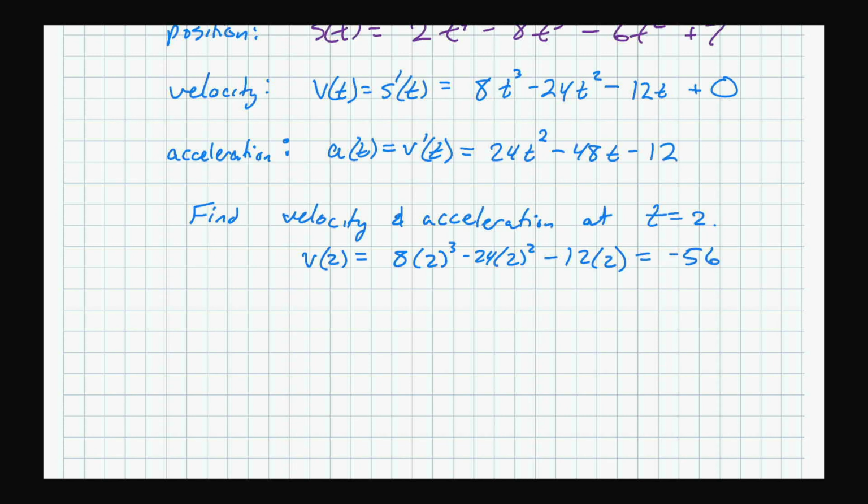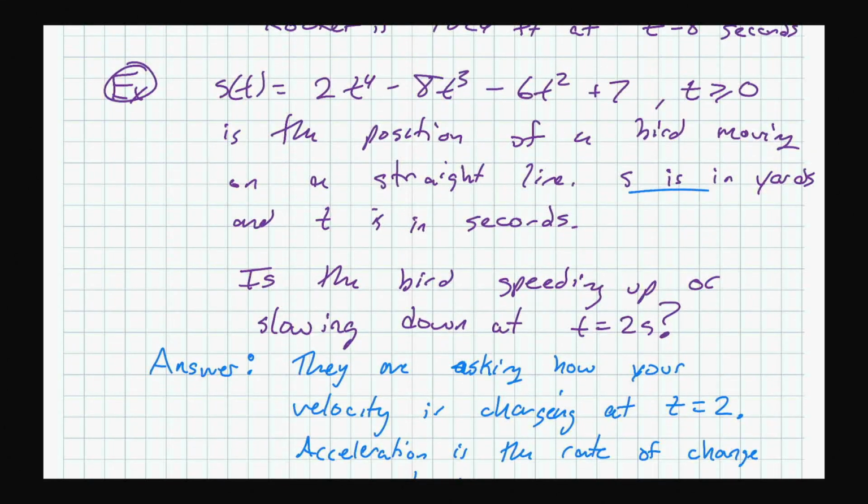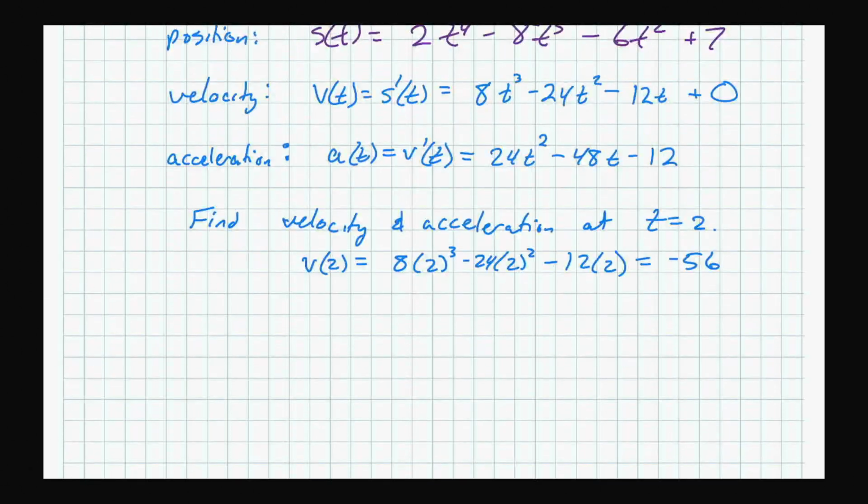And then the units would be, what would the units be? So you have to look at the units of this. So s is in yards, t is in seconds. So its velocity is negative 56 yards per second. Okay.